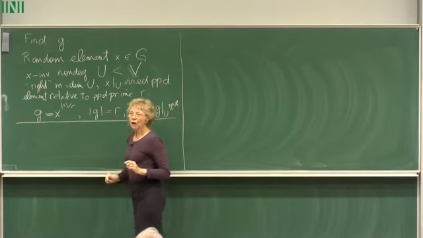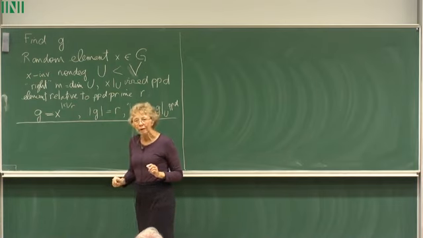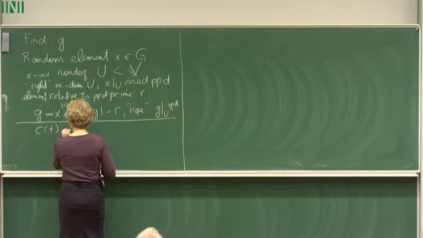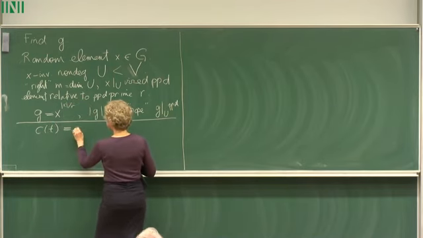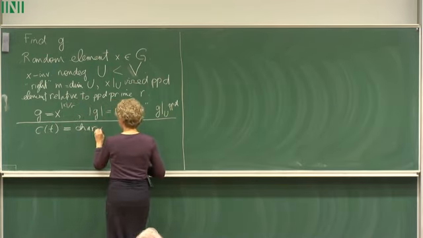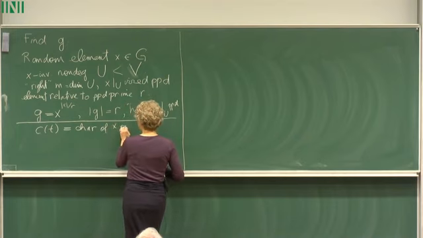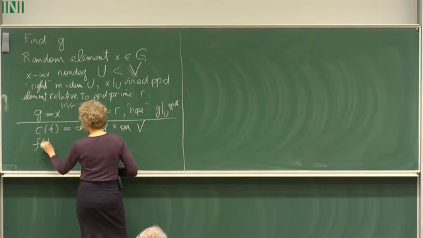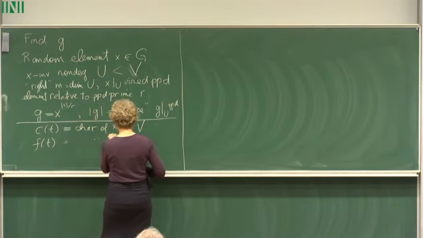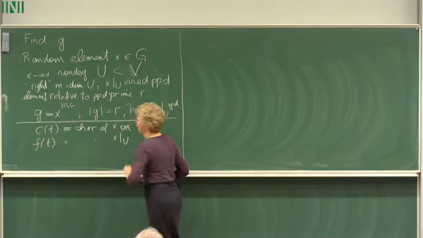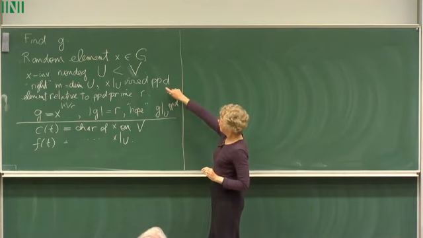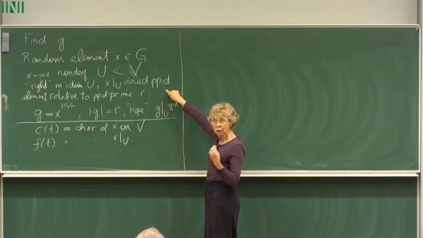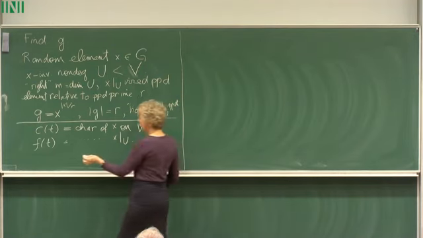So let's think of the characteristic polynomial of x on V, and let's take f to be the characteristic polynomial of x restricted to U. Then, of course, f is going to be an irreducible polynomial, and it's going to divide the characteristic polynomial.